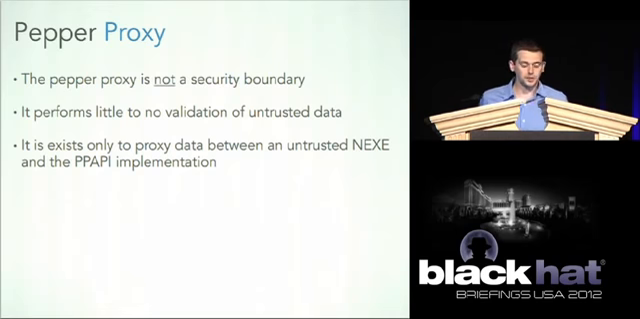One thing to note is that the Pepper proxy is absolutely not a security boundary. It does very little validation of data whatsoever. There's a few instances where it'll check length values of some buffer, but in the end, it doesn't really know anything about the data. It just knows that it has some data, it has to pass it off to a specified interface, and it has to deserialize that data. So all it is is a go-between for untrusted Nexi modules and the trusted PPAPI implementation.